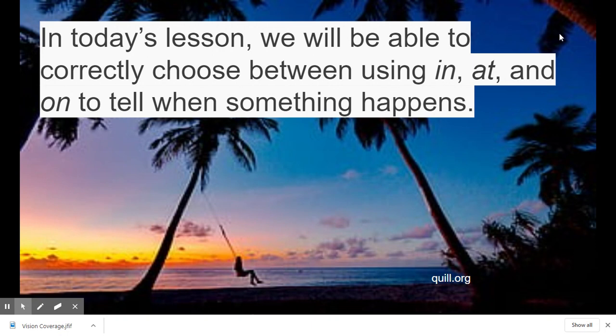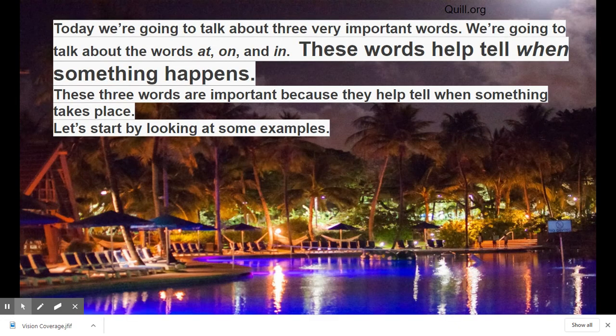In today's lesson, we will be able to correctly choose between using in, at, and on to help tell when something happens. Today we're going to talk about three very important words. We're going to talk about the words at, on, and in. These words help tell when something happens. These three words are important because they help tell when something takes place.